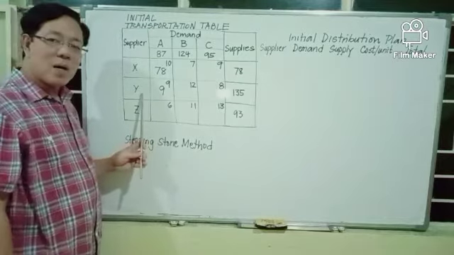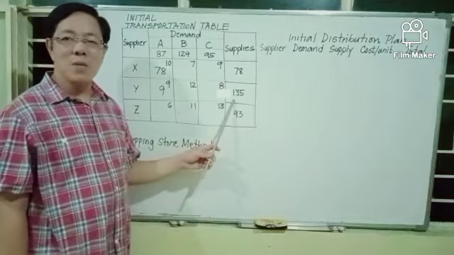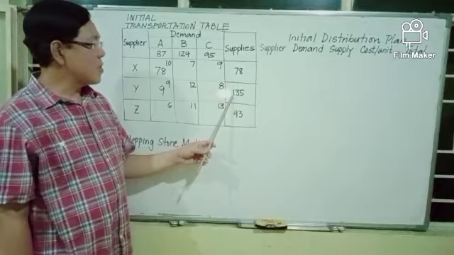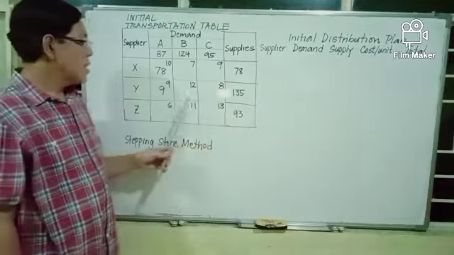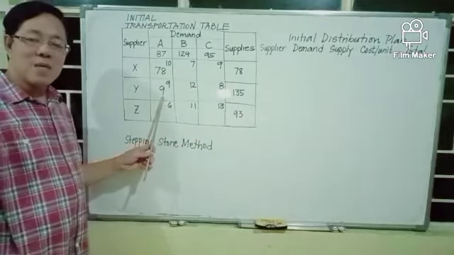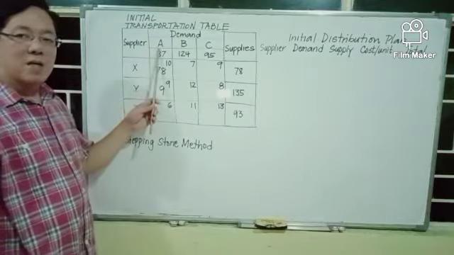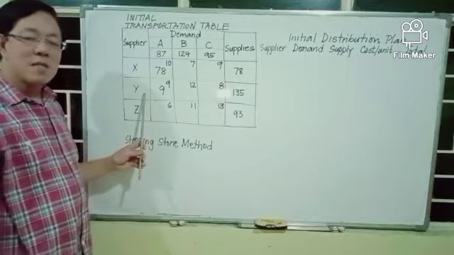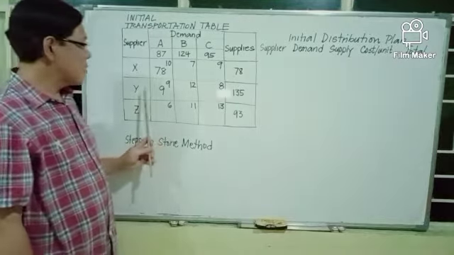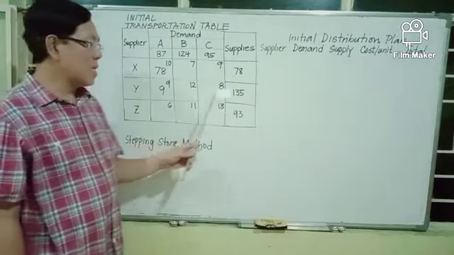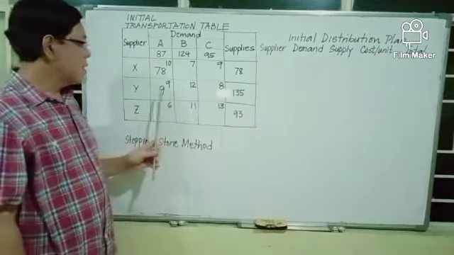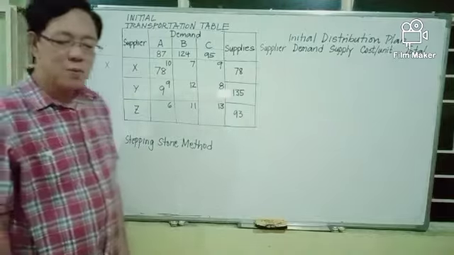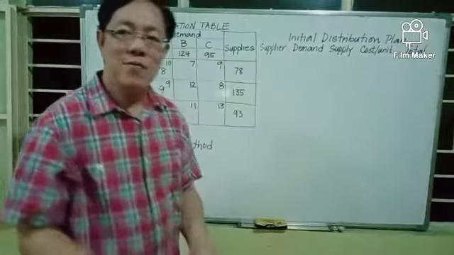But supplier Y has available unit supplies of 135 units. But we have already given 9 units to customer A. So how many more units remain in supplier Y? The number of units remaining in supplier Y is 135 minus 9. And you can use your calculator to get the difference.